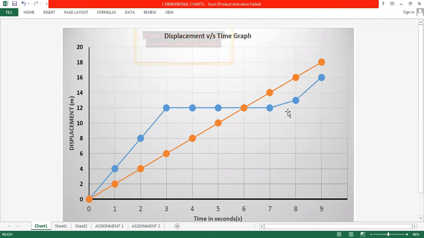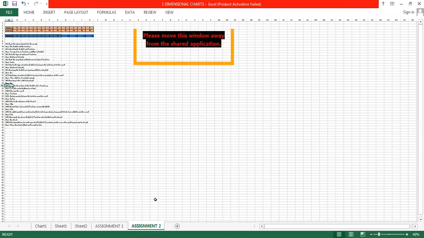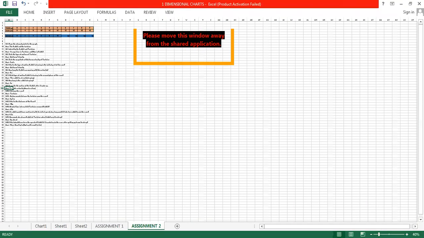Clear? Because it's a curved line. It's not a straight line. Look at it, it's a curved line. Sure, so write down the answer. Which type of motion is it? The motion is non-uniform velocity, or we call it variable velocity, also called acceleration.